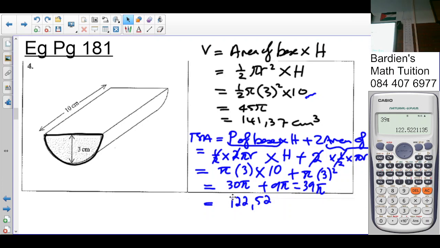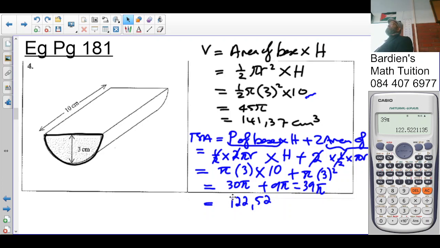You guys get that? Okay, any confusion? There's a mistake. Where's the mistake? Centimeter square, that's not a mistake.